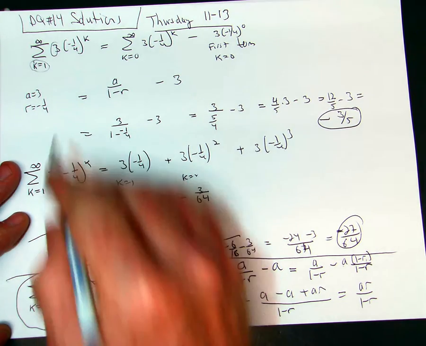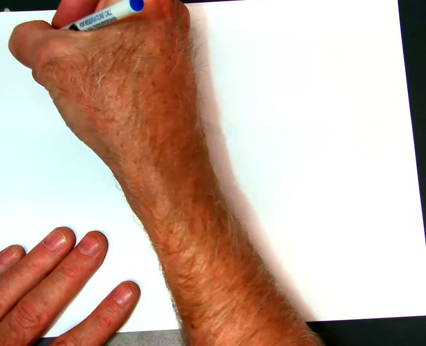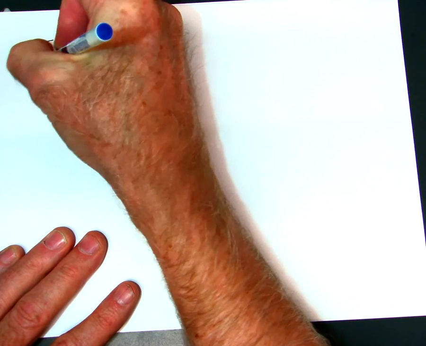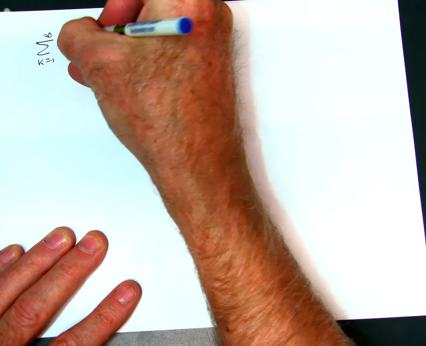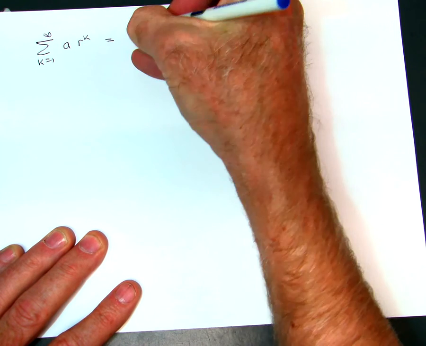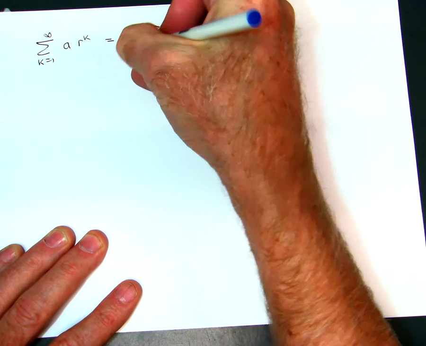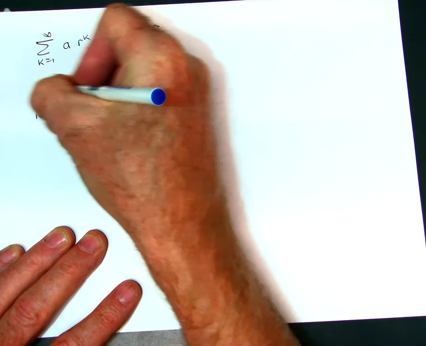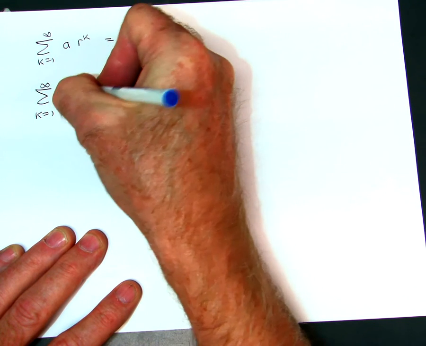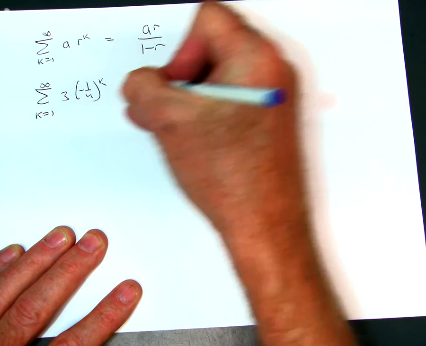Well, actually, you know what I'm going to do? I'm going to do this one using that formula just to show you a different way. So the sum from k equals 1 to infinity of ar to the k is equal to, we just saw, ar over 1 minus r. So we had 3 times minus 1/4 to the k.